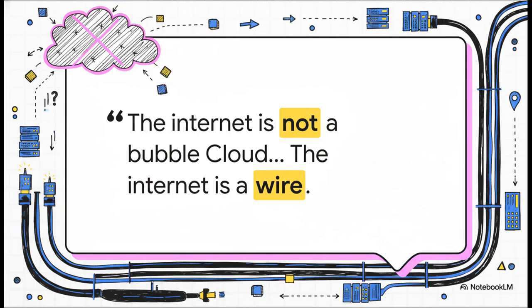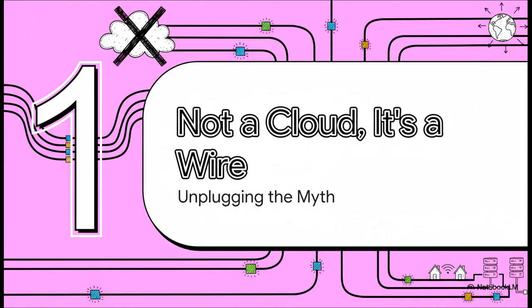All right, first things first, we've got to bust a massive myth. You hear it all the time, right? The cloud. It makes you picture your data just floating around up there in some kind of digital mist. But as this great quote from Aaron Titus puts it, the internet is not a bubble cloud, the internet is a wire. And that's the key takeaway. It's a real physical thing. So let's start right there.